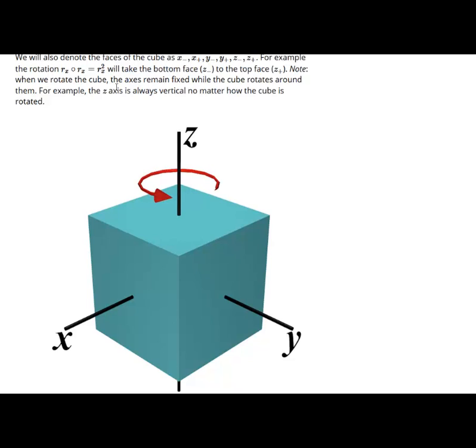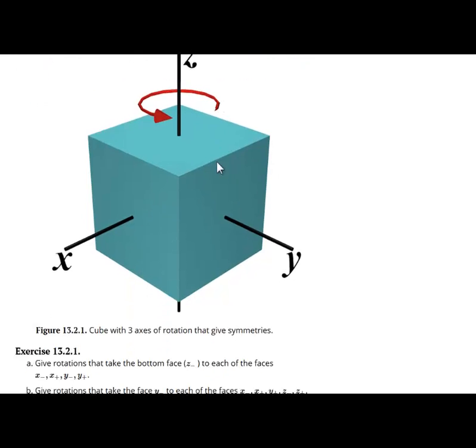We can also compose rotations. For instance, Rx composed with Rx, or Rx squared, would be the rotation by 90 degrees, followed by another rotation by 90 degrees about this axis, which gives us a rotation by 180 degrees. All right, so that's our basic notation.